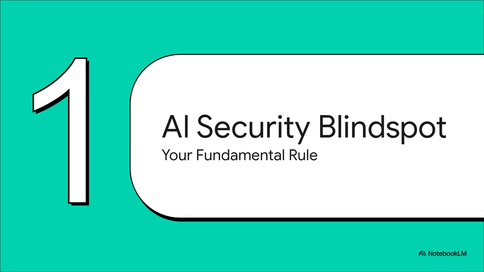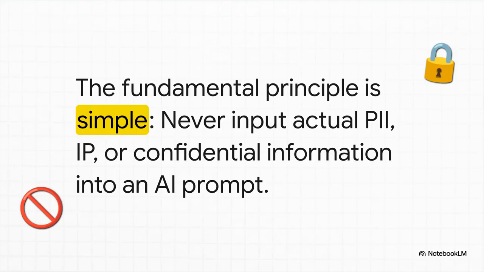So, where do we start? Well, it all begins with one single, fundamental rule. If you remember nothing else, remember this. It's the foundation for everything. And here it is. It's simple. Never, ever put actual sensitive information into an AI prompt. We're talking about PII, that's personally identifiable information, or your company's IP, its intellectual property. Basically, no real customer names, no company details, no specific dollar amounts. This is a hard and fast rule.